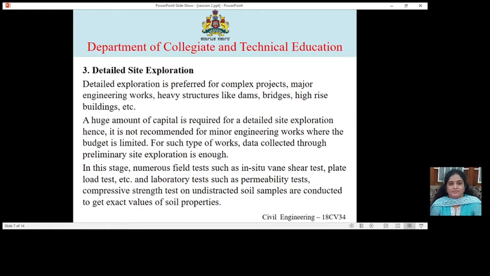In this stage, numerous field tests such as in situ vane shear test, plate load test, etc., and laboratory tests such as permeability test and compressive strength test on undisturbed soil samples are conducted to get the exact value of the soil properties, because based on that the type of foundation is decided, and it involves a huge amount of money. So that's why it's a very important type of site investigation. These three are the different types of site investigation.